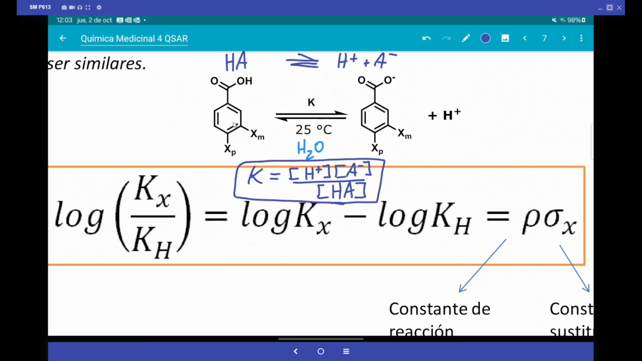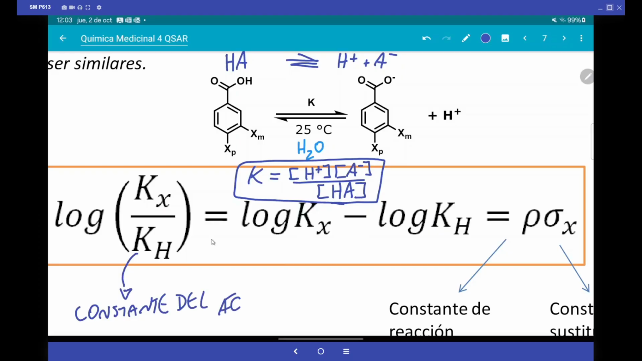And it is better to have an attractor. Yes, because an attractor increases the acidity. If that is what I am looking for, then how much the acidity increases we can quantify with this mathematical correlation. That is what we are going to quantify: how much the acidity increases when there is a group X, the logarithm of the constant when there is an X divided by the constant when there is nothing, that is, when there is hydrogen.